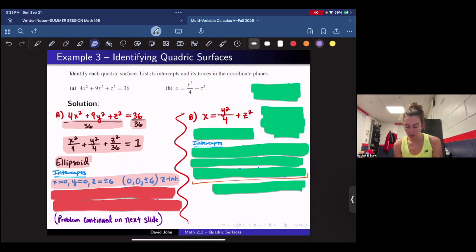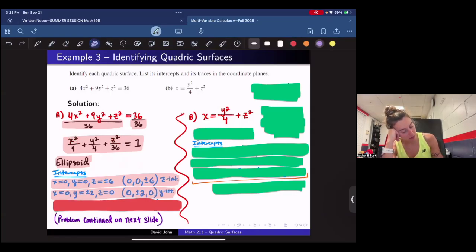All right, our next intercept is going to be our y-intercept. So we're going to let x and z be equal to 0. And so when we do that, we get our y to be plus or minus 2. So 0, plus or minus 2, comma 0. And then last but not least, we want to find our x-intercept. So when y and z are 0, we have 0, 0, and then x is plus or minus 3. So we get plus or minus 3, comma 0, 0.